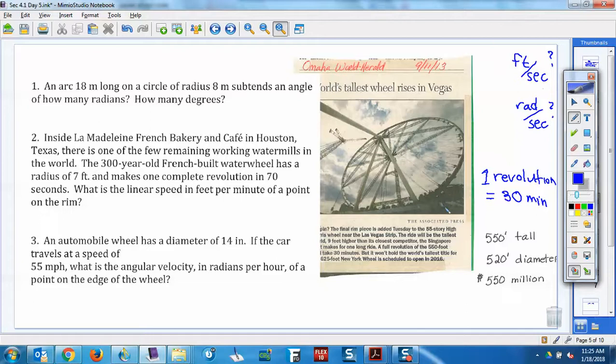That wouldn't be fun. Bro, I get hungry. It would just take forever, right? But anyway, 1 revolution in 30 minutes, like 50 some stories, 55 stories tall. So if you're on it, what would be your radians per second, what would be your feet per second? So do that for the Ferris wheel, and then answer those 3 questions too. See if we can do those real quick here.